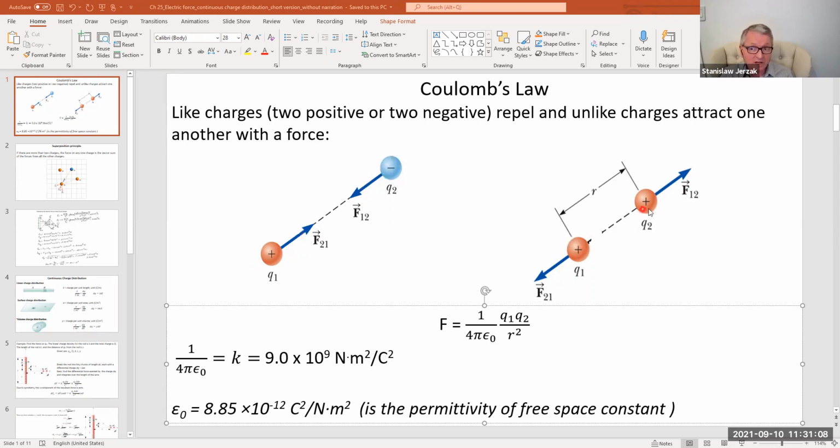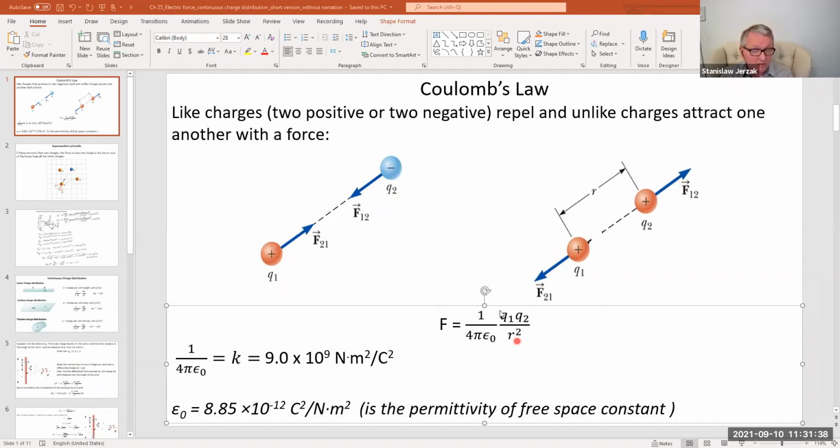And if the charges are of the same type, let's say two positive, then they repel one another. And again, the magnitude of these two forces is given by Coulomb's law, and the direction of these two forces is along the line connecting these two charges. And the force depends inversely on the square of the distance between these charges. And I assume that these charges are point charges, which means the size of the charge is negligible.